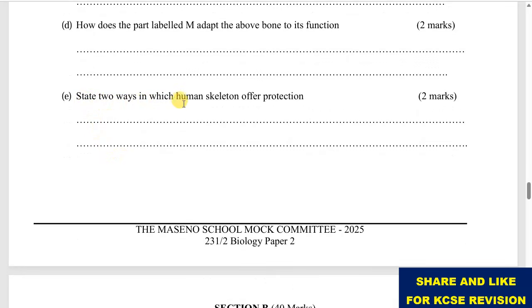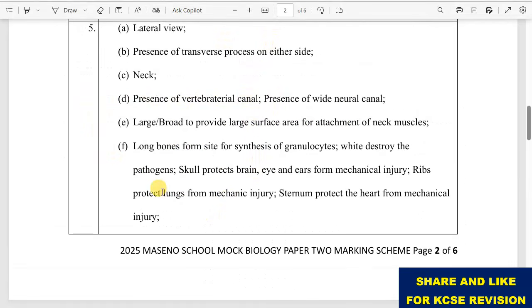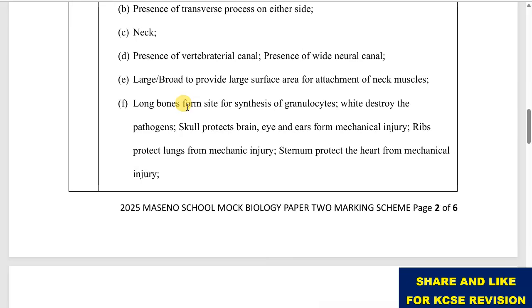State two ways in which the human skeleton offers protection. Long bones form the site for synthesis of granulocytes, which destroy pathogens. Skull protects the brain, eyes, and ears from mechanical injury. Ribs protect the lungs from mechanical injury. Sternum protects the heart from mechanical injury.